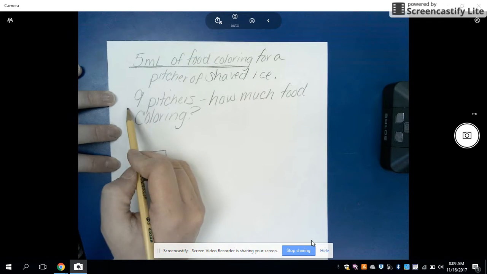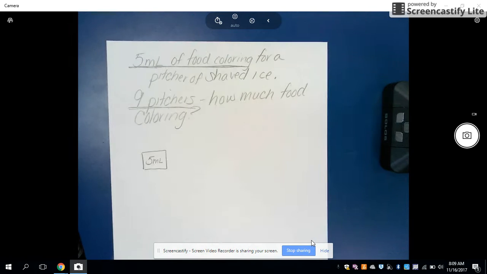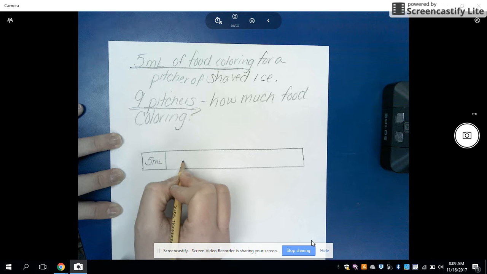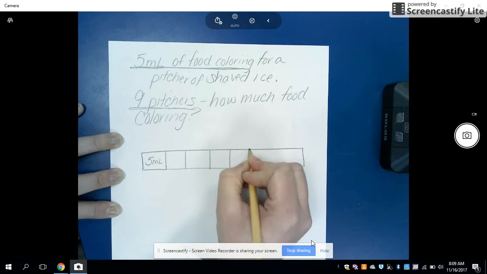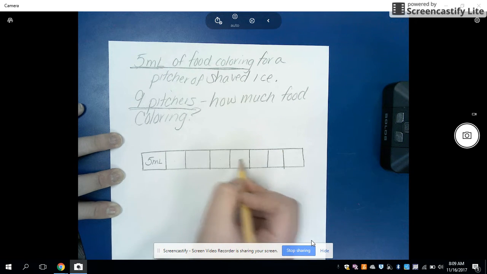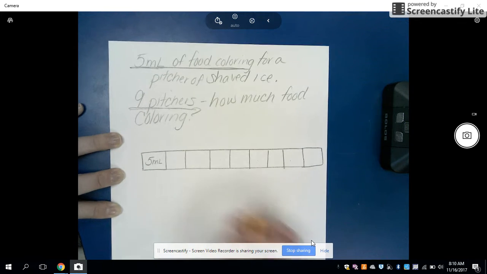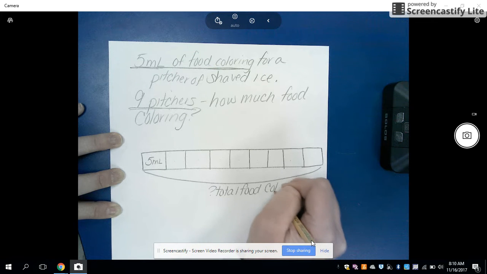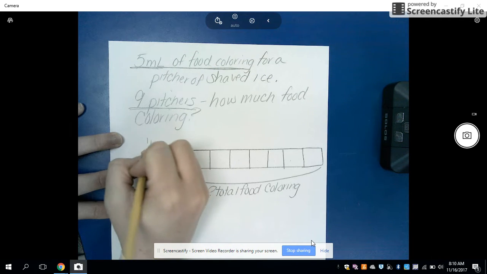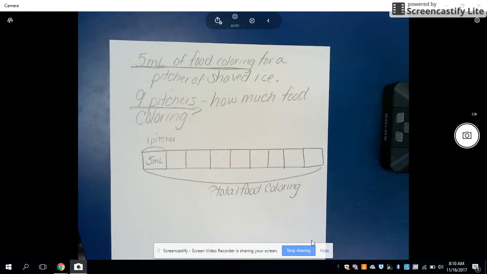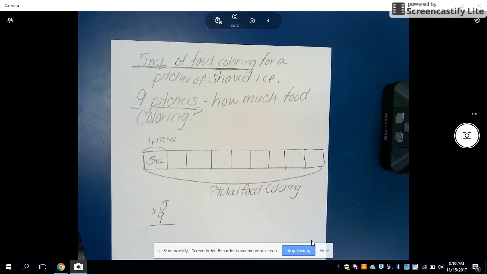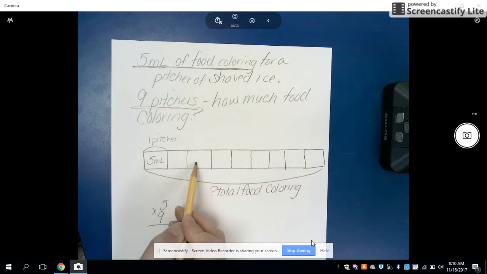But then I need to figure out, if there's 9 pitchers, how much food coloring am I going to use? So I'm going to extend. I think I extended a little bit more than I needed to, but I need to make 9 boxes. Uh-oh, 1, 2, 3, 4, 5, 6, 7, 8. Guess I didn't make it long enough, or maybe my box is too big. So I need to know the total food coloring. And each one of these boxes represents 1 pitcher. So what do I do from here? There's a couple options. You could do your skip counting, 5, 10, 15, 20. You could just do 5 times 9. You could do repeated addition, 5 plus 5 is 10, plus 5 more, plus 5 more, and you could add them as you go. Take a second, figure out the answers. Pause the video if you need to.